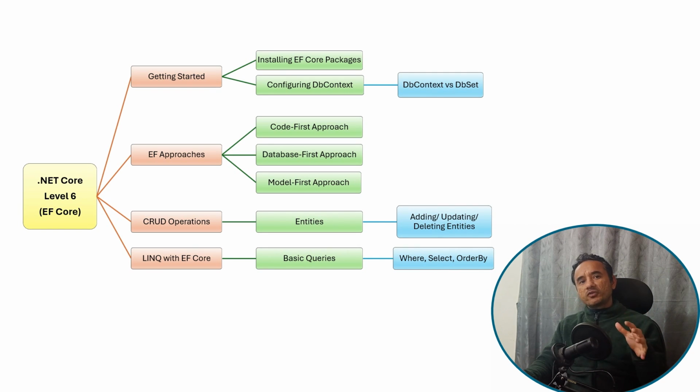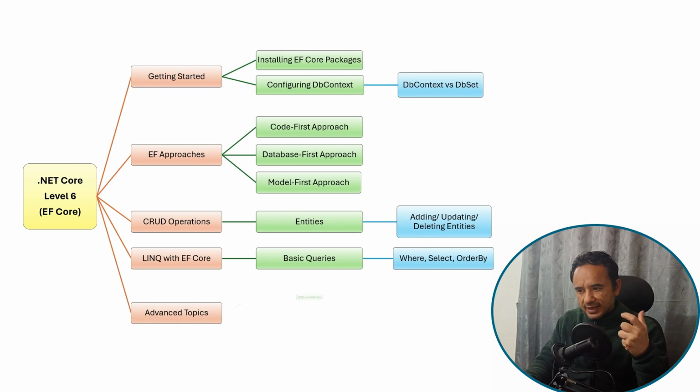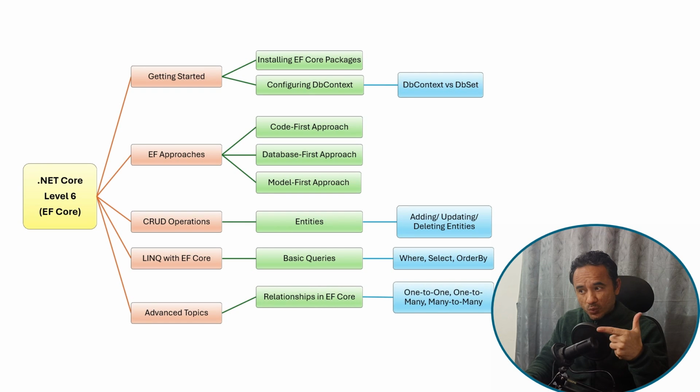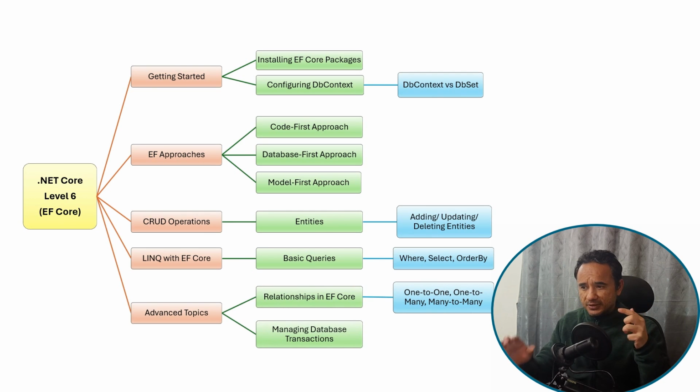Now, once you are good with the above topics, then go for some advanced topics in EF Core, like relationships in EF Core: one-to-one, one-to-many, many-to-many. Also try to understand how to manage database transactions, how to manage multiple operations securely. That's it. And from the interview point of view, these 2 topics, DbContext versus DbSet and Entity Framework approaches, are very, very important. That's all.